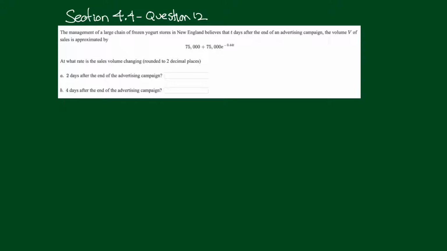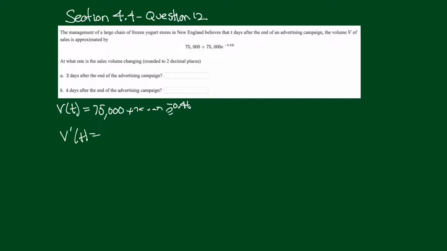I'm going to write it as V, the volume, in terms of t, is equal to 75,000 plus 75,000 e to the negative 0.4t. There's our function. All I did was rewrite this, put a V out in front to name it. Okay, now V prime. So what are we going to get for V prime here? V prime of t is, now the 75,000, that's a constant. Derivative there is just 0.